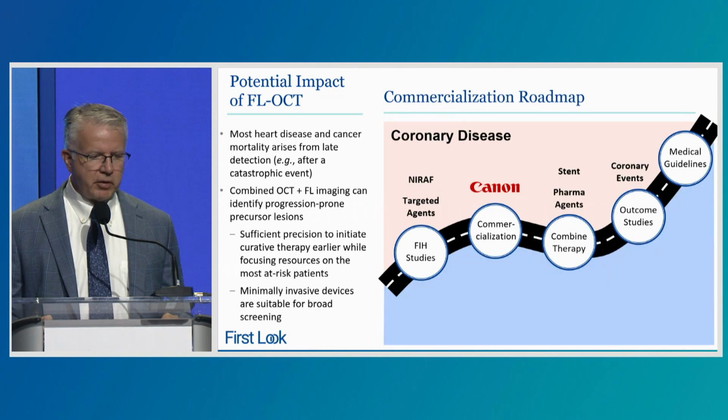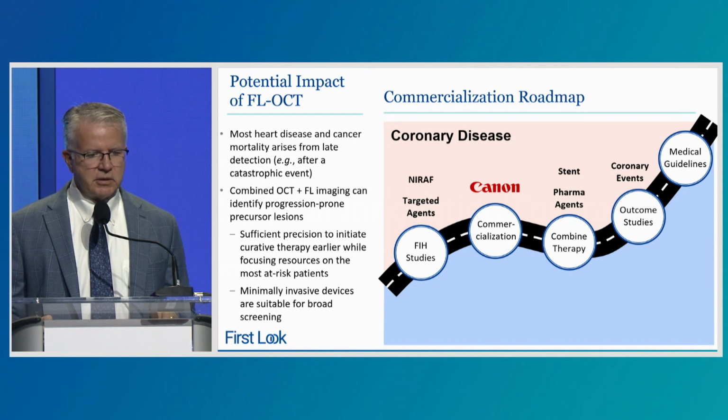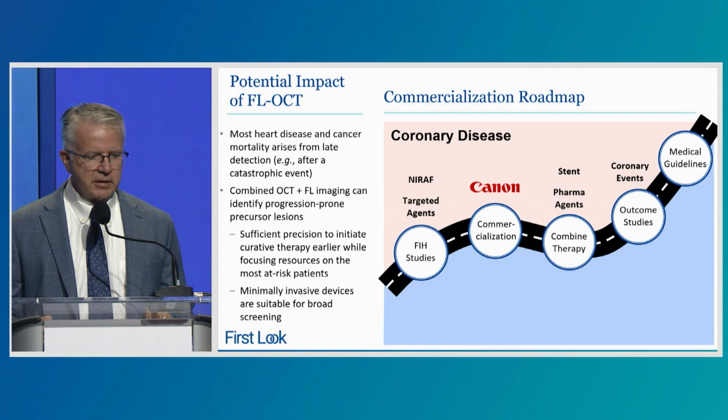When we look at our roadmap right now for coronary disease and detection of vulnerable plaque, we're doing near-AF studies, and we're also looking at targeted agents in first-in-human studies with the Canon system. Once we've done that, we're going to combine this with therapy so that we can treat the highest risk vulnerable plaques. And then we're going to do outcome studies to show that coronary events have decreased by looking at these high-risk vulnerable plaques and then treating them. And if those outcome studies are positive, it will result in a change in medical guidelines.